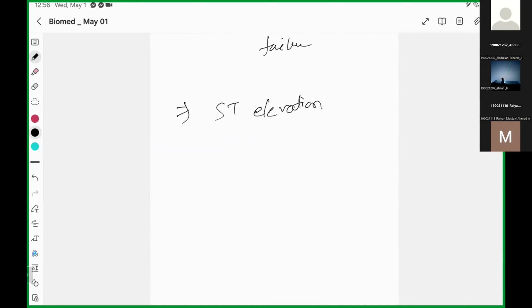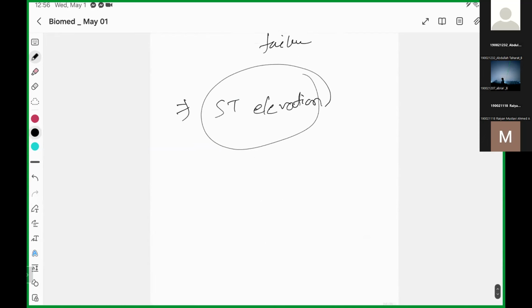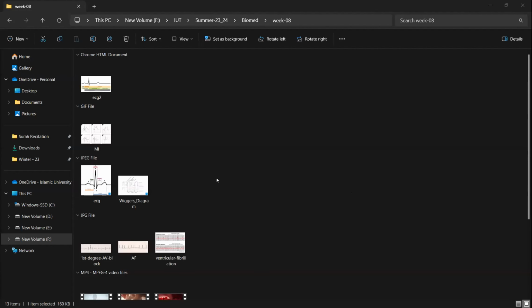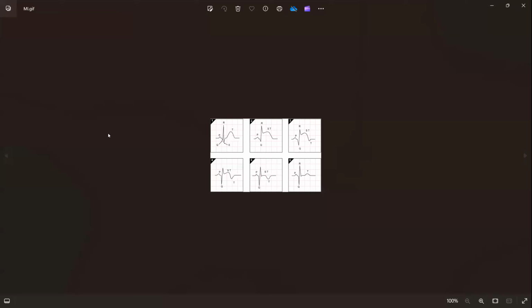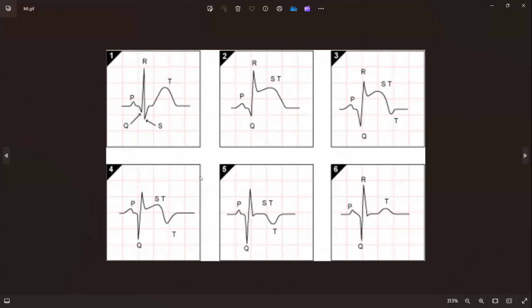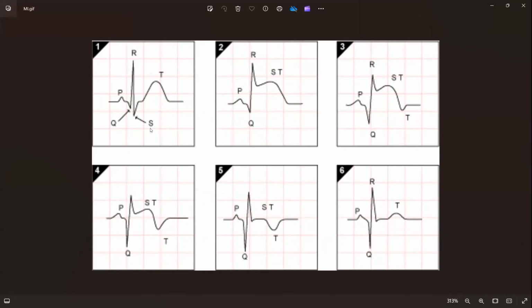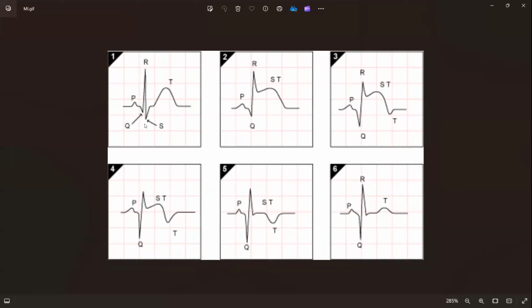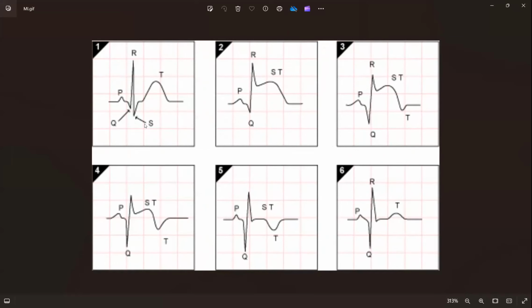There are many things, but this is the most critical. ST elevation is like, so let me show you. Can you see the screen? Yes, sir.